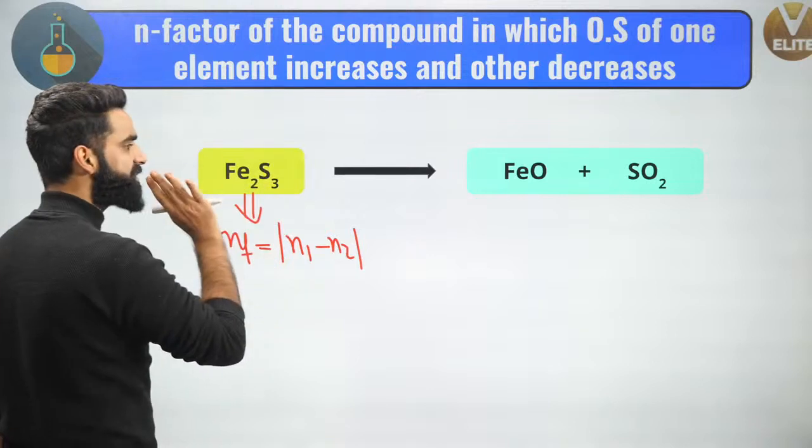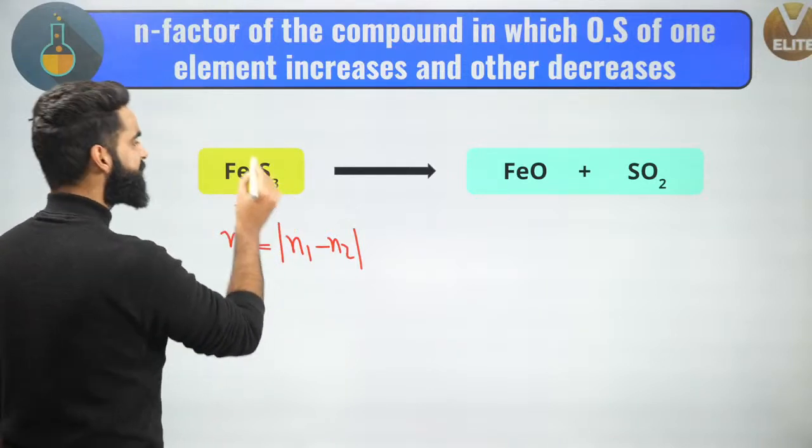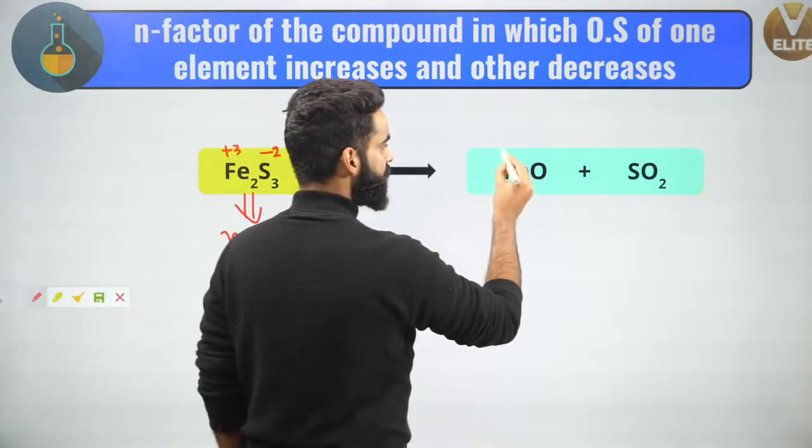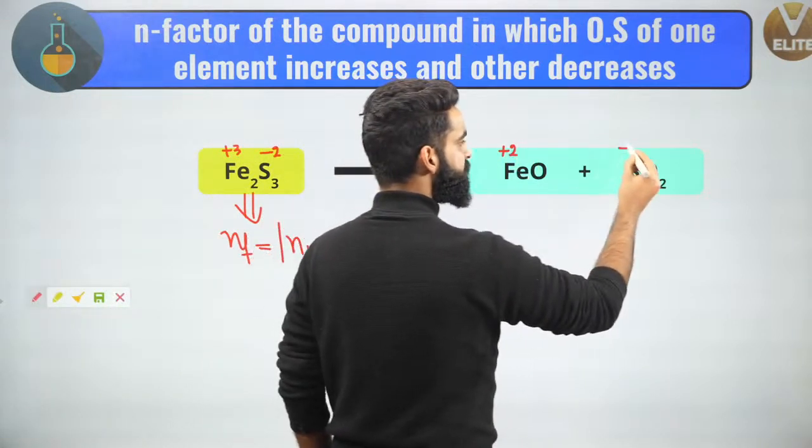Understand. See. First of all, get the charts, guys. Just take this 3 here. It's going to be +3. Just take this 2 here. It's going to be -2. This is the oxidation state of iron right here. This is the oxidation state of sulfur right here.